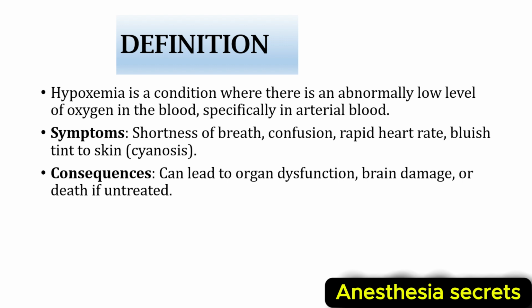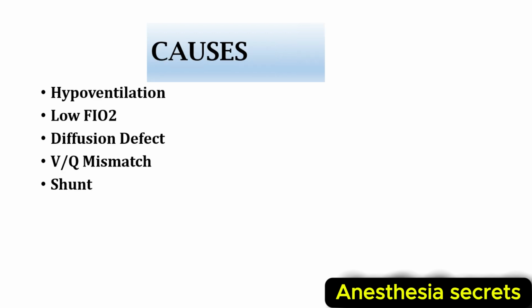The main causes of hypoxemia are usually grouped into 5 elements. The first one is hypoventilation. The second one is low FiO2, or fraction of inspired oxygen, then diffusion defect, VQ mismatch, which is ventilation perfusion mismatch, and shunt. Let us go on, starting with hypoventilation.